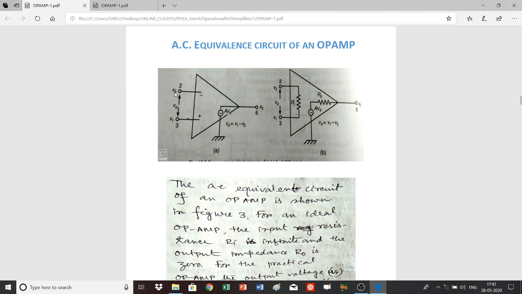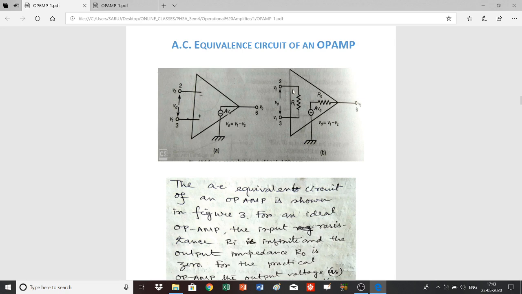If you apply input voltages to both of the input terminals, then the output will be nothing but the product of the difference voltage across these terminals and the gain of the amplifier. That means V0 will be A times VD. VD is the difference voltage, that means the difference between these two voltages. And since this terminal gives the same phase, and this terminal inverts the output voltage, the difference is nothing but V1 minus V2. So VD is equal to V1 minus V2. So the output will be A times (V1 minus V2).